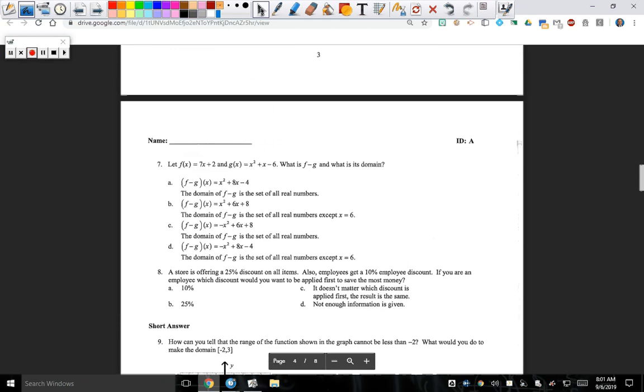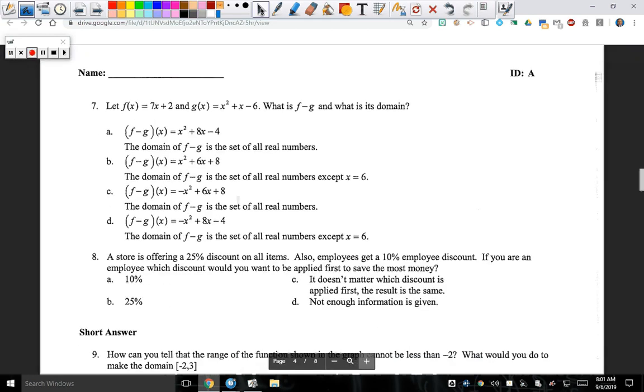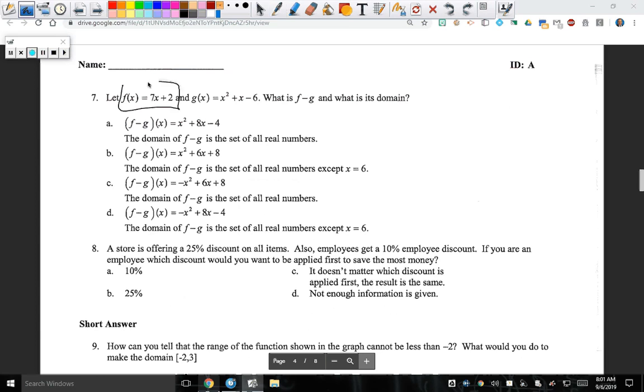Let's keep going. Alright, so number 7 has 2 functions. It has f of x, and it also has g of x. So here is the machine for f of x, and here's the machine for g of x. What is f minus g, and what is its domain? So if I'm going to do this without a calculator, which you will have these without a calculator, I need to put what is f of x in parentheses.